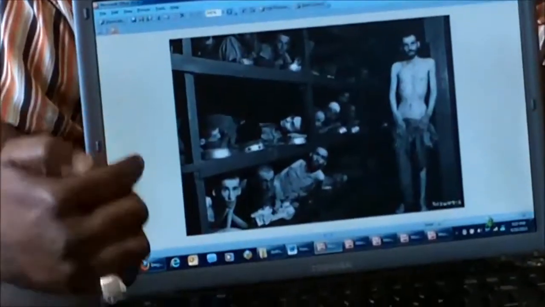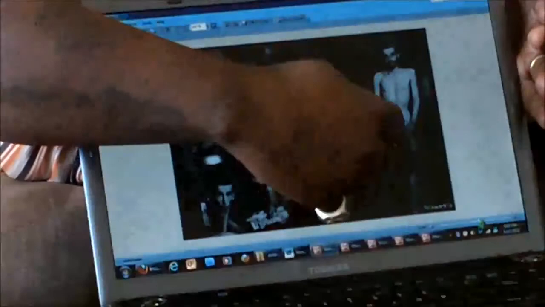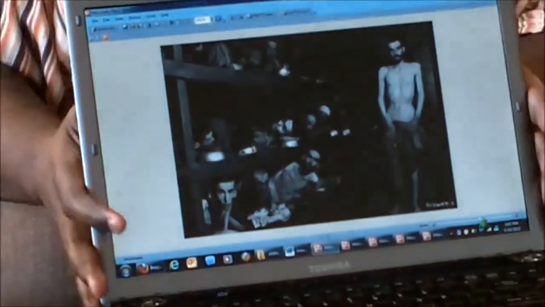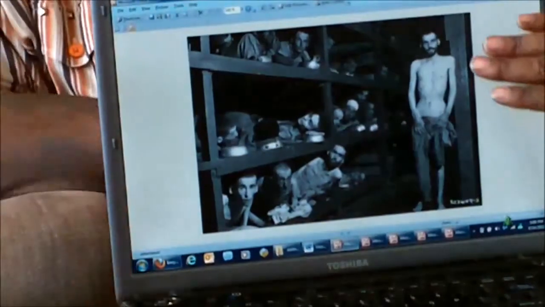This is the actual pictures from the Jewish Holocaust, how they had them in the camps. This right here was a famine, all of them. They don't get dark. Wouldn't you call this a famine?